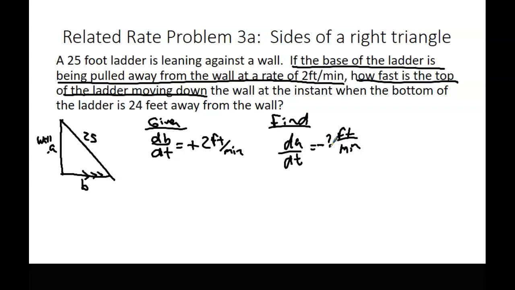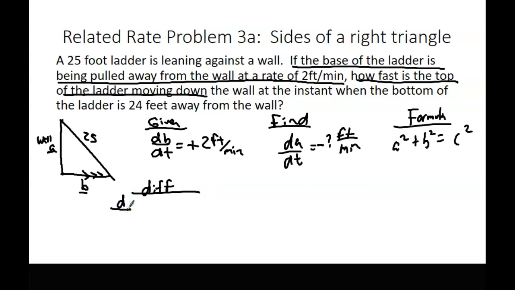What formula can you think of that would connect A and B together? It's Pythagorean's theorem. Good. So the formula is A squared plus B squared equals C squared. All right, let's find our derivative. So if I took that formula and did the derivative of it with respect to time, what would this become?